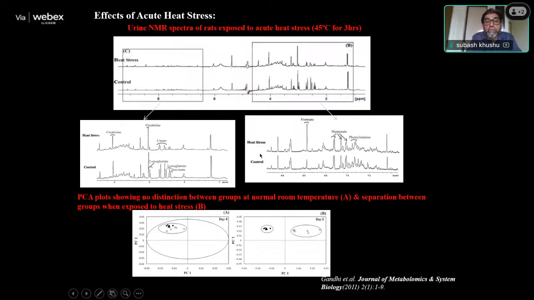Similarly, you can see also in heat stress the two animal groups can be separated, and you can measure the extent of changes, and then you can plot a correlation curve between the heat stress and the metabolic concentration, and develop some sensors to detect these changes. This is 45 degrees centigrade for 3 hours; rats were given this acute heat stress.